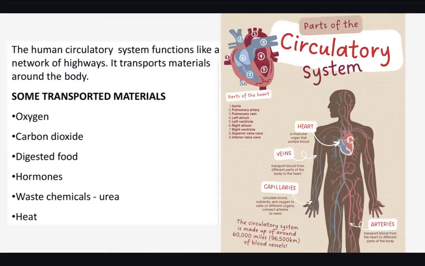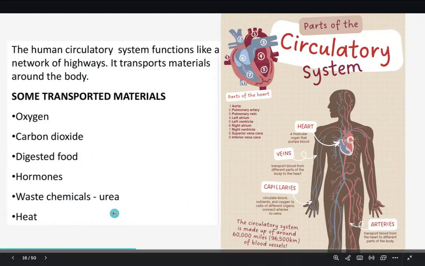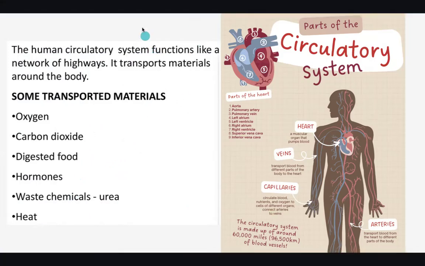Then we continue with the circulatory system. So, what is the role of the circulatory system? It is for the circulation of blood, and the blood would contain the following. Of course, you have oxygen, carbon dioxide, the nutrients from the food, and then, of course, the transportation of hormones. Okay? Heat, and then even waste chemicals or urea.